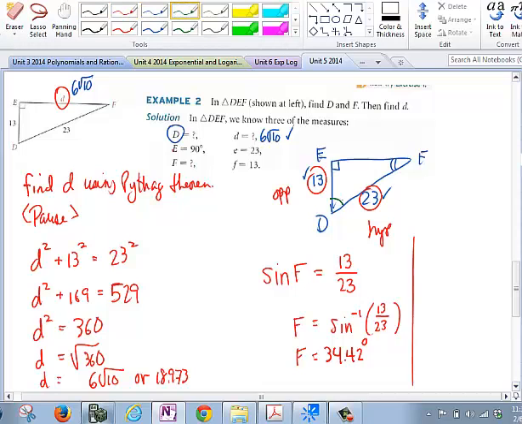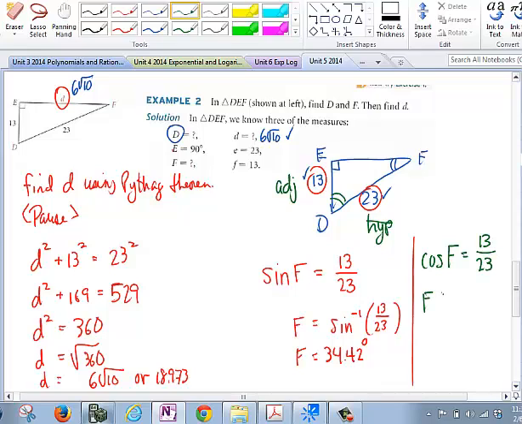Same ideas can be used to find the other angle. So we're looking for angle D. Now, angle D, in this case, 23 is still a hypotenuse. It will always be the hypotenuse, but the 13 side, in this case, because we switched angles, is now adjacent to angle D. So this would be the cosine ratio. So the cosine of angle D is equal to 13 over 23.